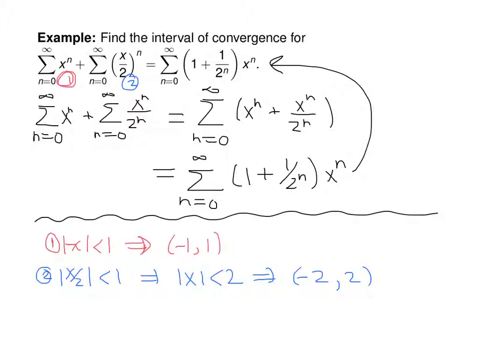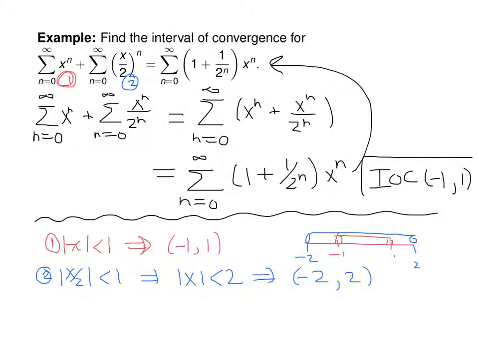Now, looking at that on a number line, say we have -1 to 1, everything in there works. -2 to 2. Now these two series overlap between -1 to 1, so this series where we have added them together has interval of convergence -1 to 1.